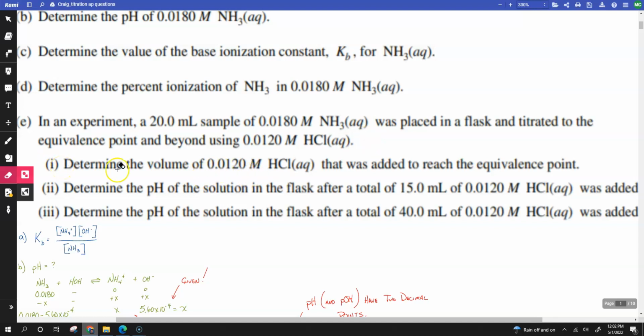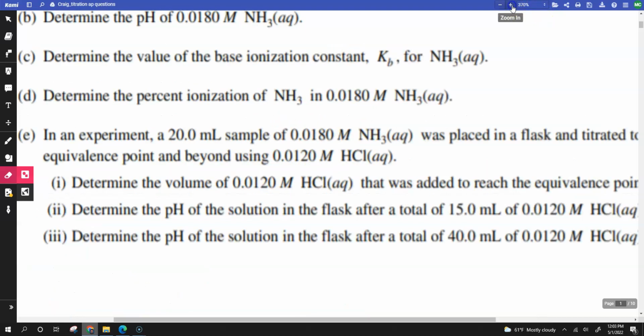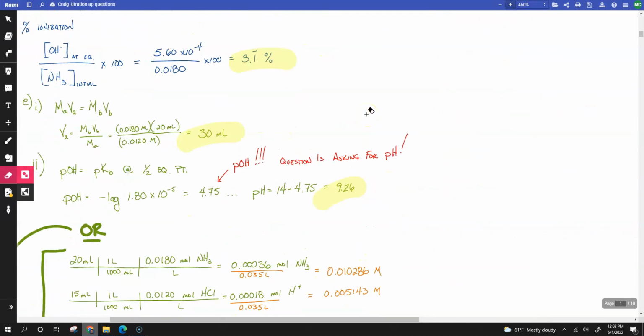I says determine the volume of the 0.012 molar HCl that was added to reach the equivalence point. So again, we want to find out how many moles of HCl we need to add, and then we can work backward and find out the volume. We know our volume, we know our molarity for the base, we know our molarity for the hydrochloric. So this is a great time to pull out the MaVa equals MbVb equation.